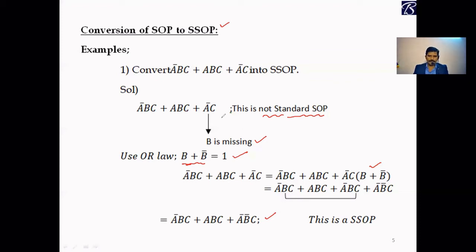So the conclusion here: wherever a variable is missing in a term, for that term we need to take B plus B bar if B is missing, C plus C bar if C is missing, and A plus A bar if A is missing, to convert into standard SOP. Here we can observe a disadvantage. When many variables are missing, going on multiplying B plus B bar, A plus A bar like that, it will be very lengthy. There is another method to convert into standard SOP. Let us see that one.